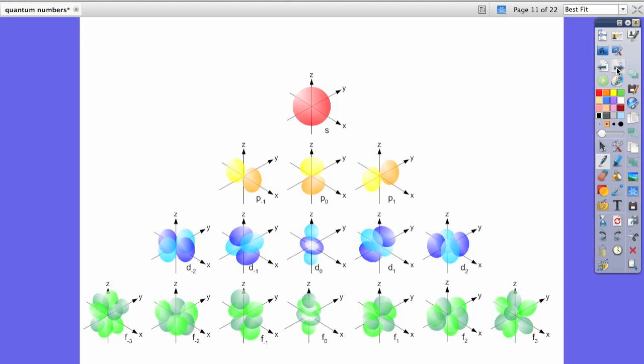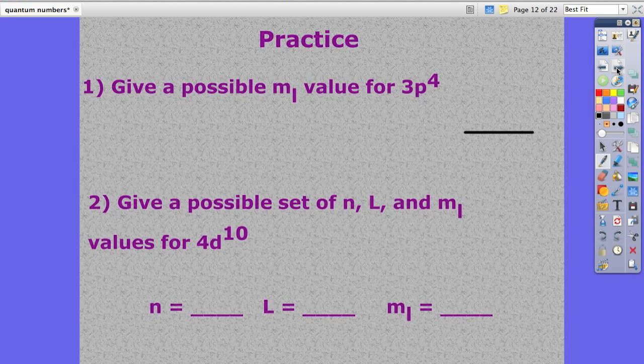Finally, let's do some examples first. Give a possible m value for 3p4. So p has an l value of 1. So m sub l would be anything from -1 to 0 to 1. So you just have to choose from it.